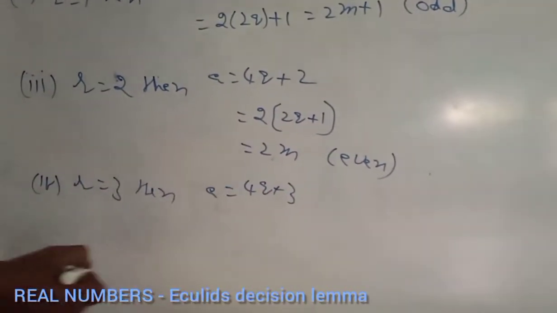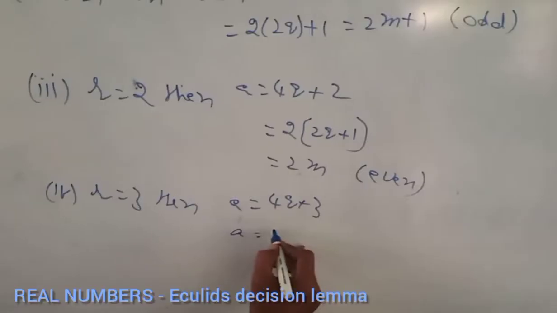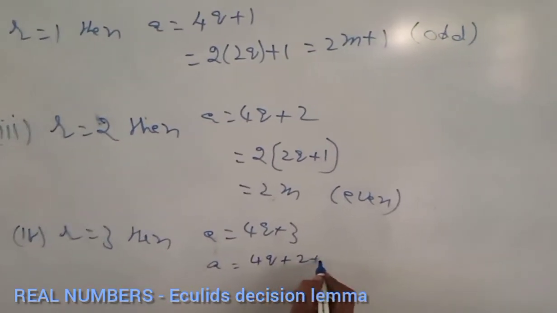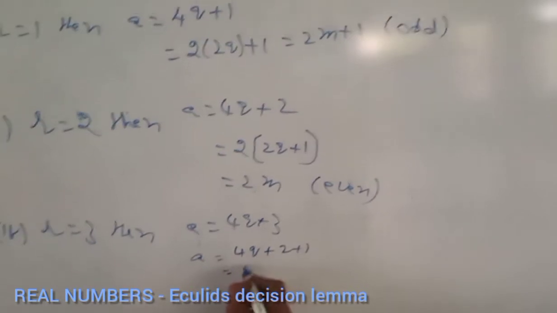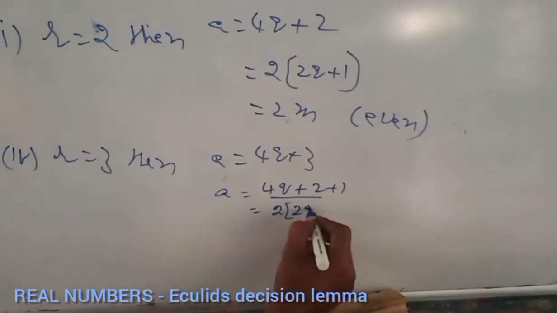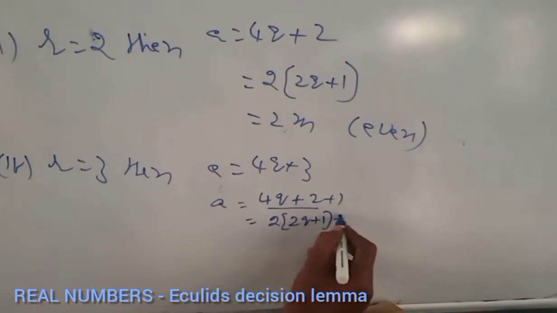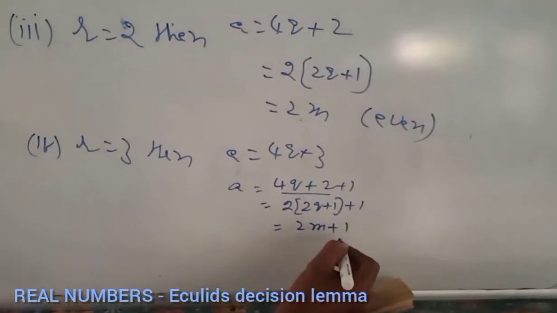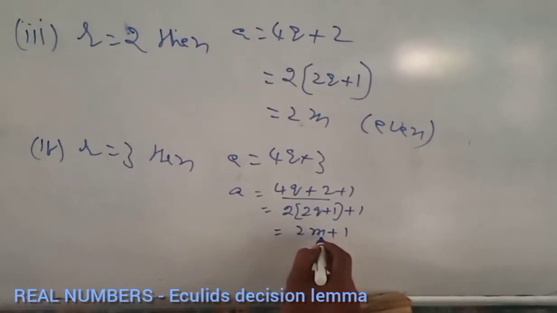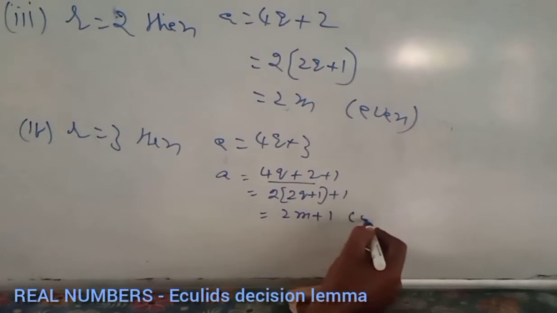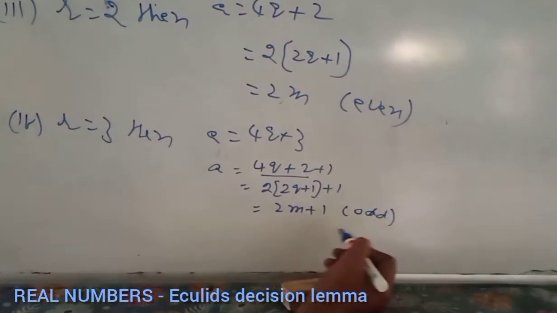Next, if R is equal to 3, then A is equal to 4Q plus 3. It is written as 2 times 2Q plus 2 plus 1. Here the first two terms have 2 common: 2(2Q plus 1) plus 1. It is in the form of 2M plus 1, taking 2Q plus 1 as M. So it is 2M plus 1, the odd number definition. So it is odd.